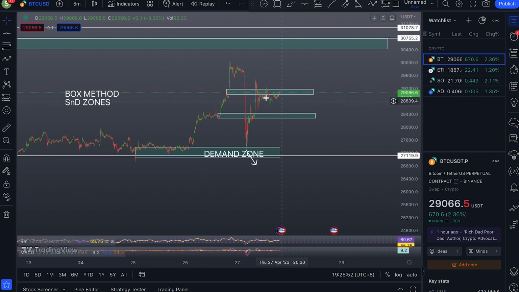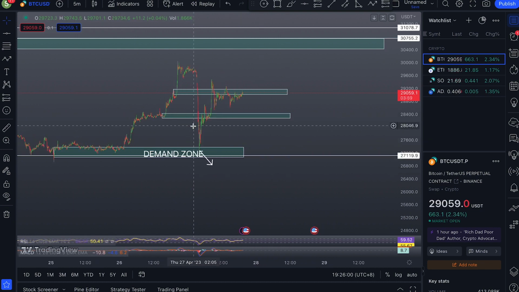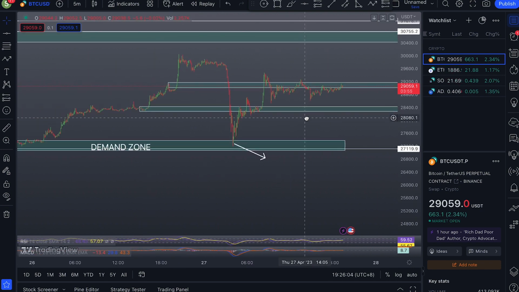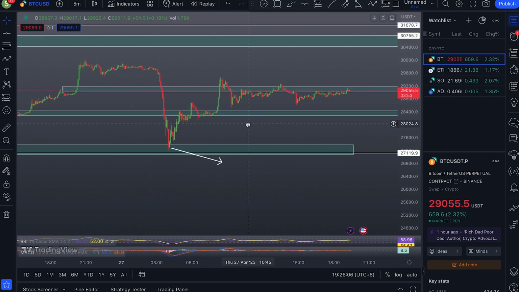So if price does break out and then we see potential huge buying volumes all of a sudden hop in, of course we have to do our box method confirmation, right? Let me just show you one more time. Apologies for the lag, by the way.